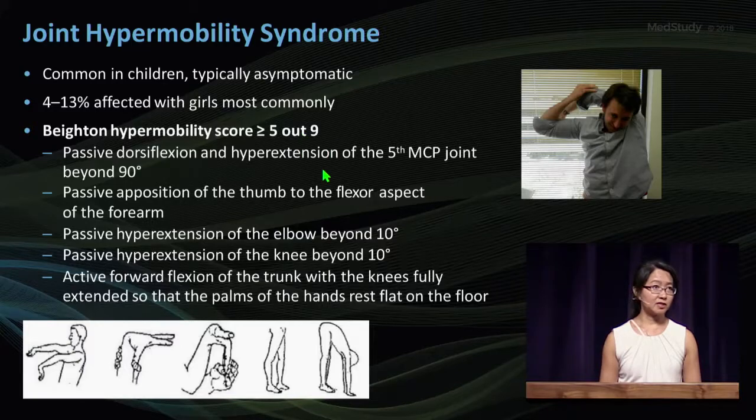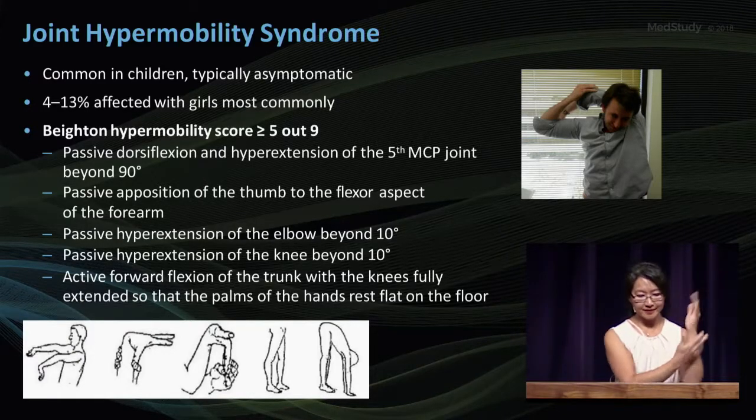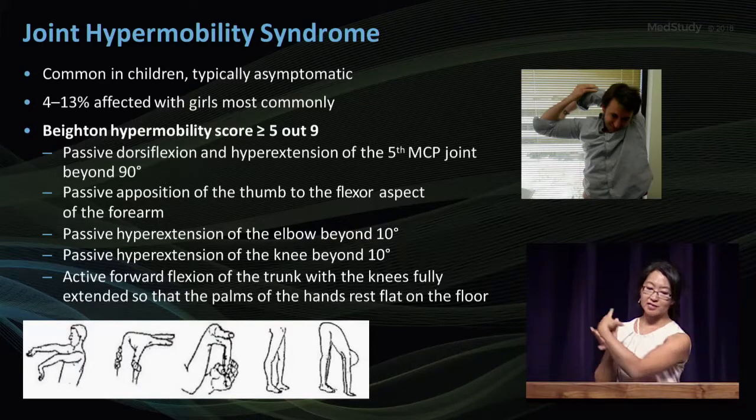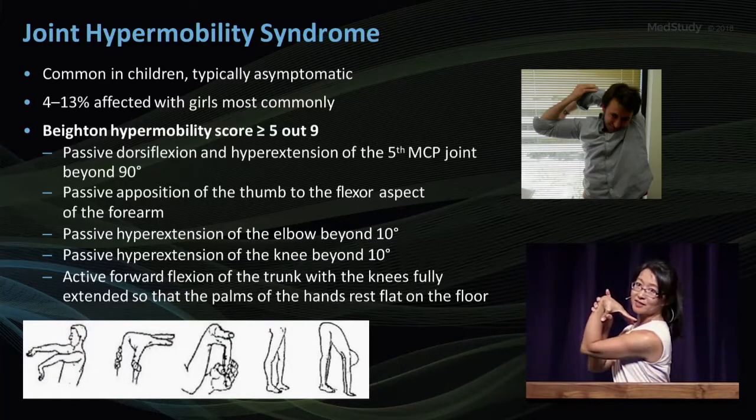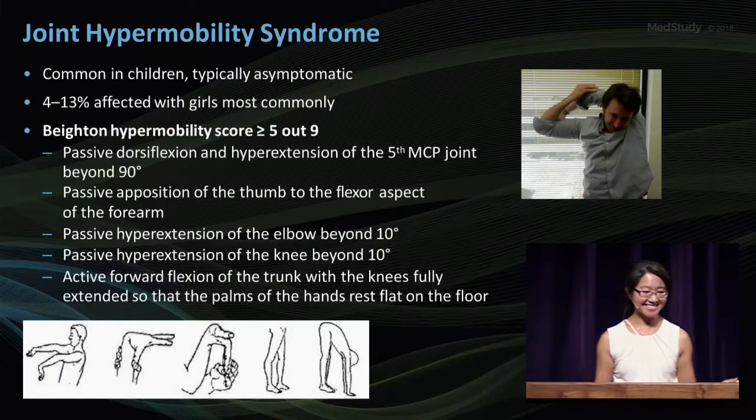Patients can present with joint symptoms. This is a non-inflammatory condition causing joint pains. In the Beighton hypermobility score, they have passive dorsiflexion and hyperextension of the 5th MCP. You can see that I can do that. They can also have passive apposition of the thumb to the flexor aspect of the forearm. You can see I can touch my thumb, right? And I'm seeing some of you trying it too out in the audience.